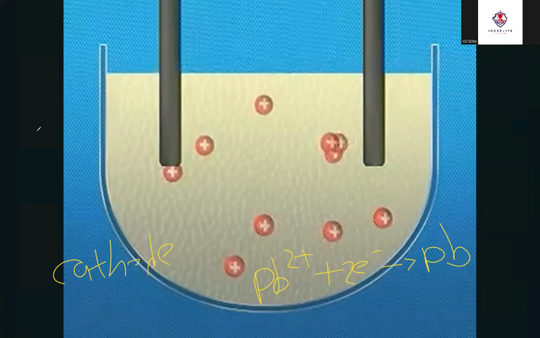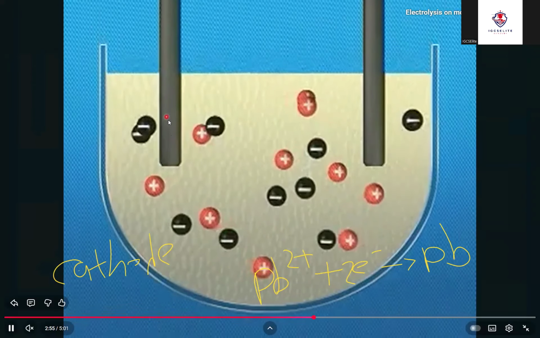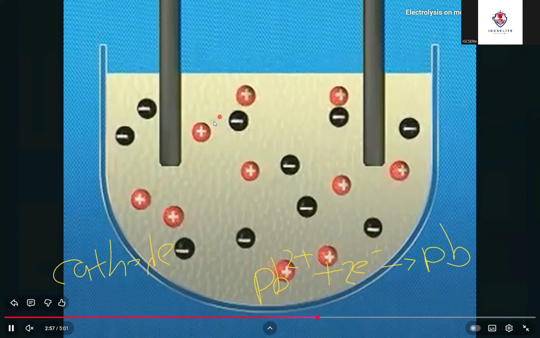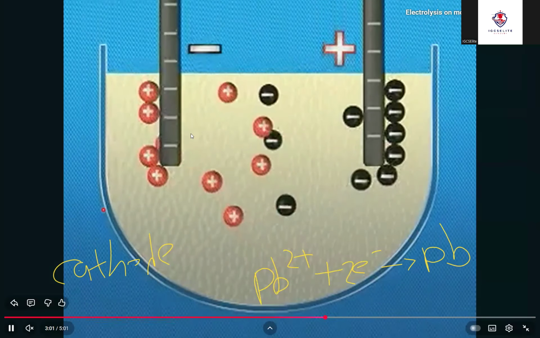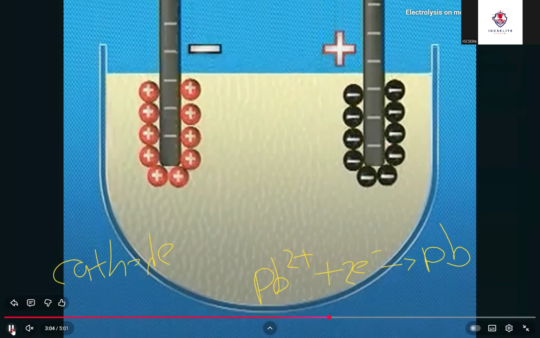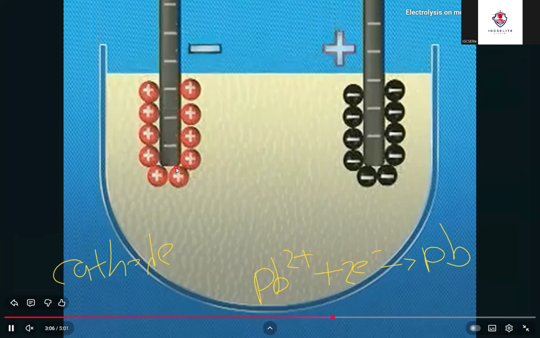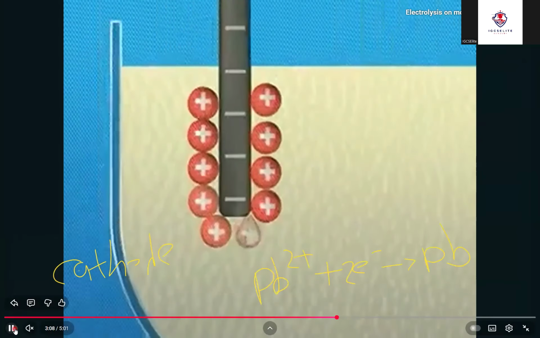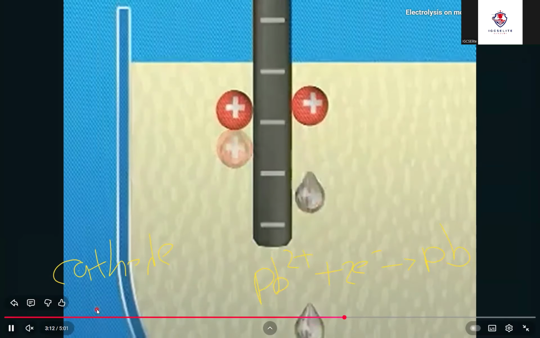If you see here, positive ions are attracted to the cathode. All of the positive ions now at the cathode will gain 2 electrons to form lead metal. After gaining 2 electrons, they will go down as lead metal. Look here. Gain electrons, form lead metal. This one, lead. Go down, lead.